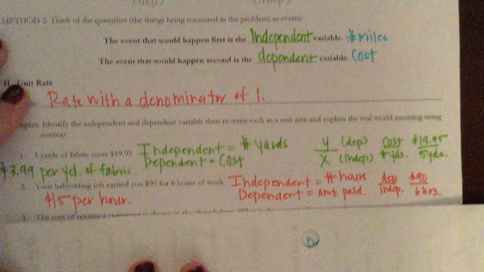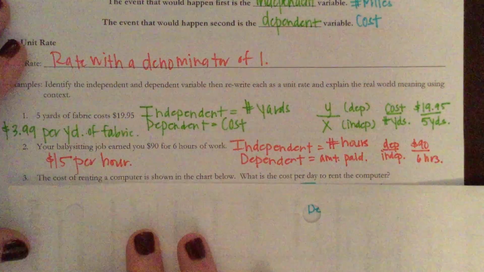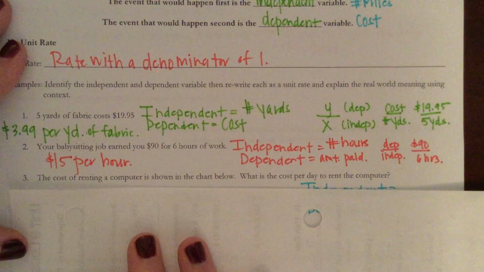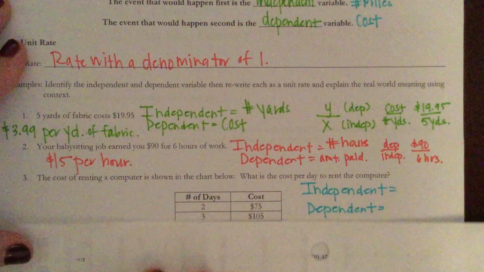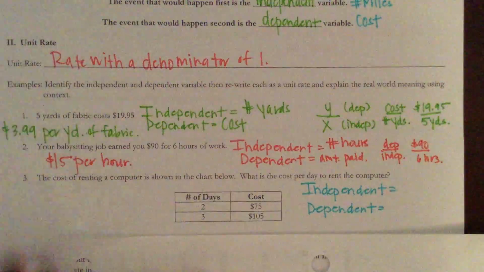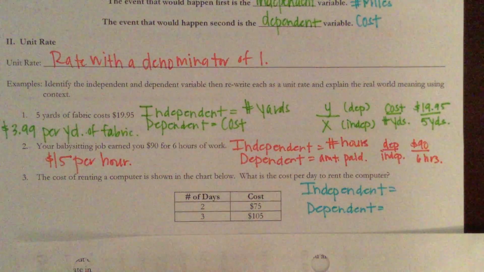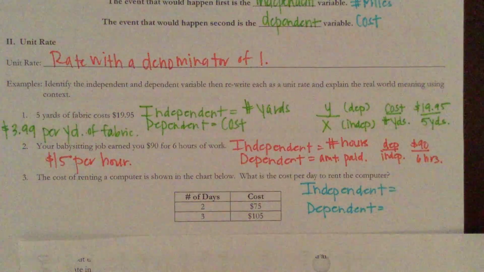All right, the last two examples look a little bit different. Number 3 says that the cost of renting a computer is shown in the chart below. What is the cost per day to rent the computer? So I've got the number of days here. If I rent the computer for 2 days, it's $75 and 3 days is $105.